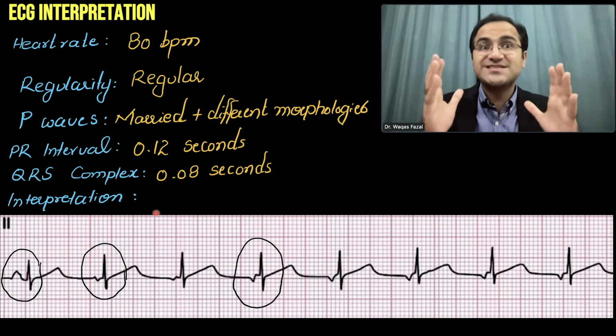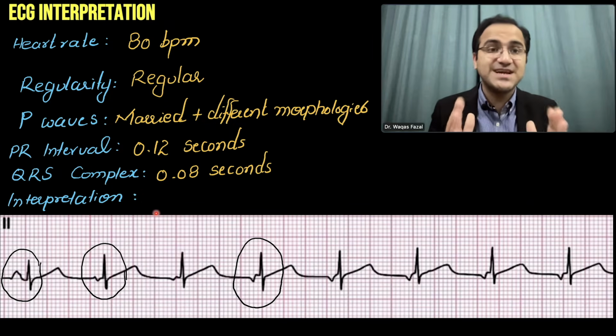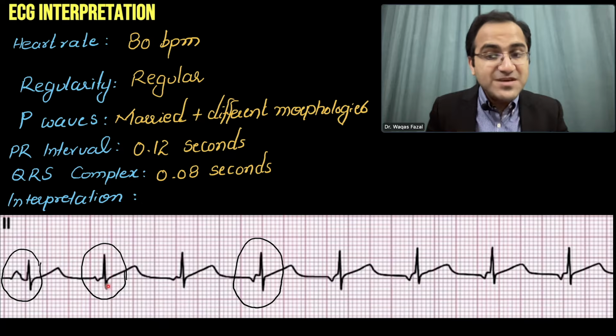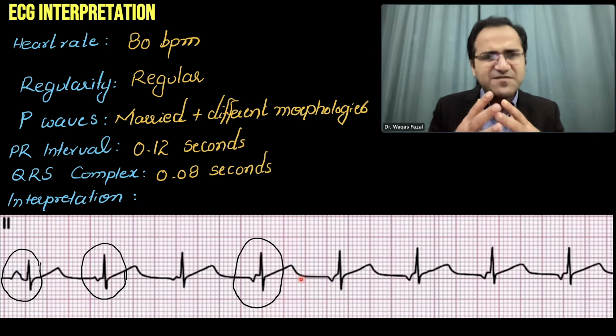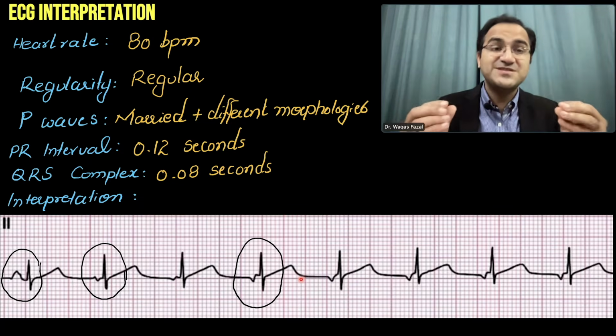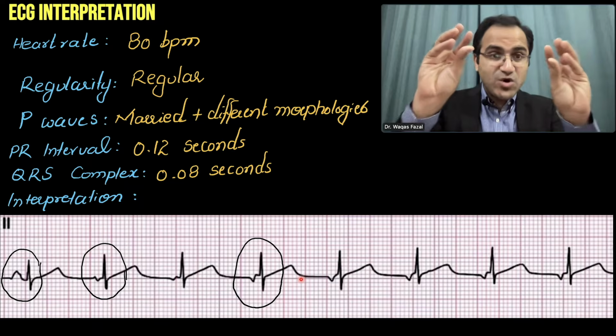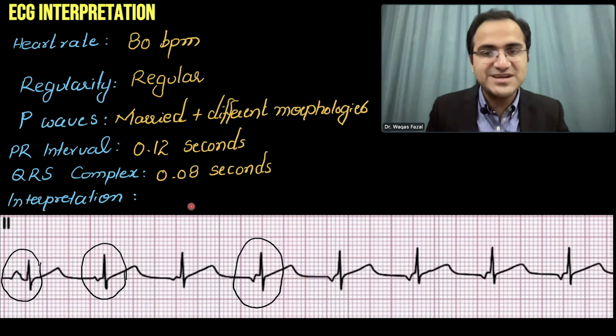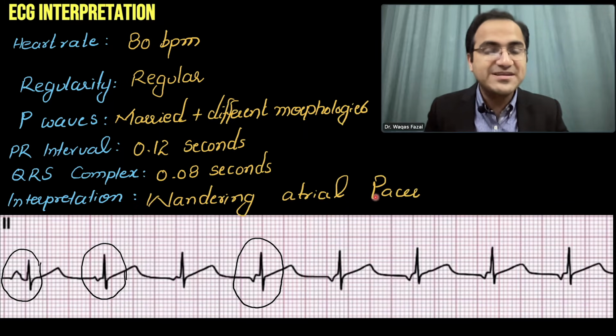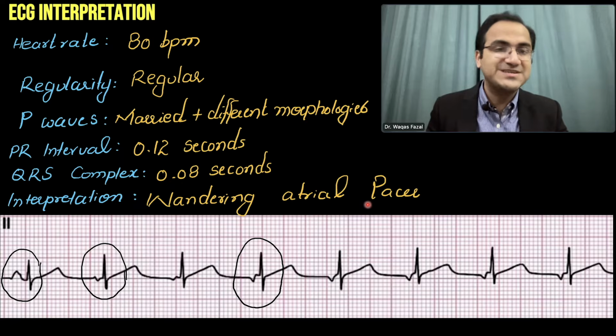This is not a sinus rhythm. This is not a sinus rhythm because the P waves are not originating from the SA node. These P waves have different morphologies. These P waves are actually originating from the pacemakers, from the ectopic foci that are present in the atria. So we'll write it as wandering atrial pacemakers or wandering atrial pacers.